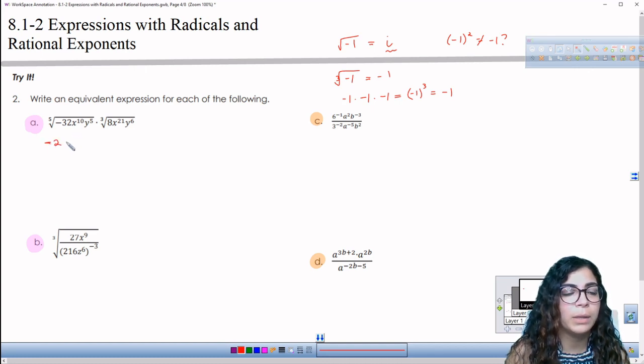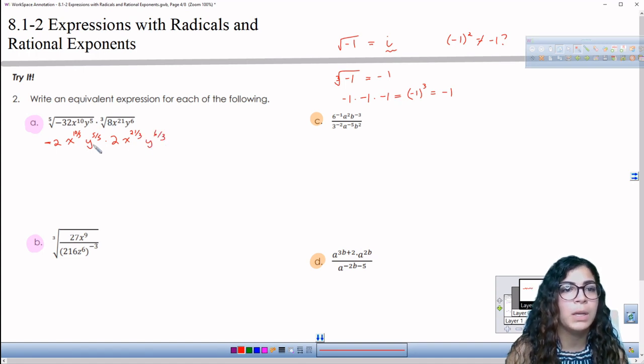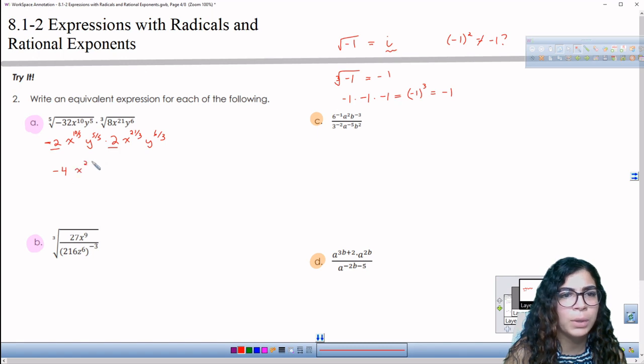And then we can write x to the power of 10, and then fifth root, so divided by 5, y to the power of 5, fifth root, so divided by 5. And then times the cube root of 8, which would be 2, and x to the power of 21, which is the third root, so divided by 3, and then y to the power of 6 divided by 3 as well. So let's simplify this. Negative 2 times 2 will be negative 4. x to the power of 10 divided by 5 is 2, and 5 divided by 5 is 1. 21 divided by 3 is 7, and 6 divided by 3 is 2.